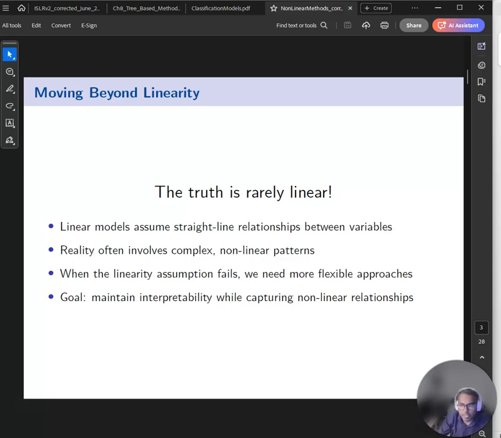So what happens when this assumption fails? Our predictions become biased, we miss important patterns in the data, and our inferences can become invalid. That is why we need more flexible approaches that can capture these nonlinear relationships. The good news is we can extend our modeling toolkit while still maintaining much of the interpretability that makes linear models so attractive. And throughout this lecture, we will explore some of these methods that strike a fine balance between flexibility and interpretability.